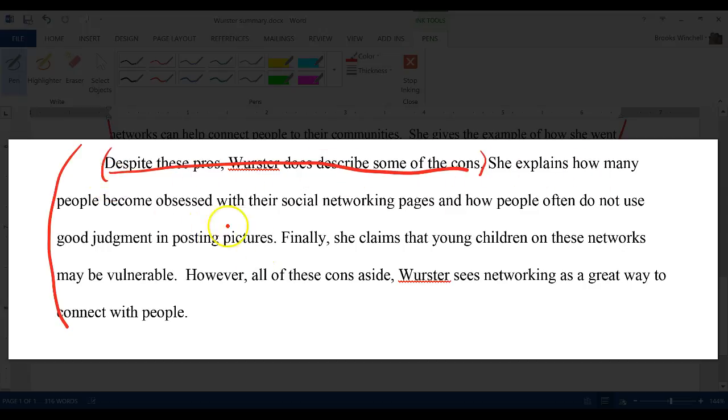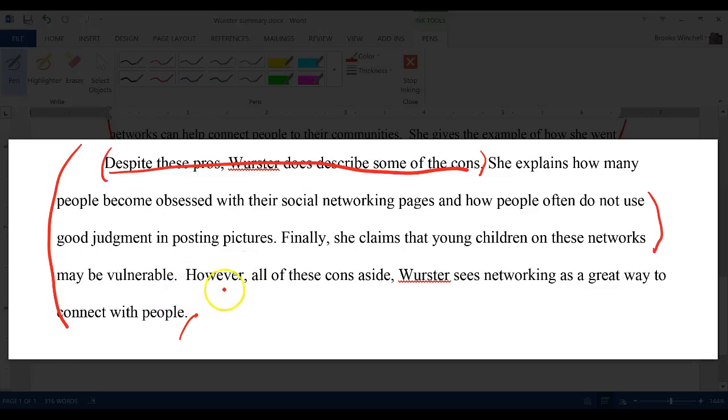She explains how many people become obsessed with their social networking pages and how people often do not use good judgment in posting pictures. Finally, she claims that young children on the networks may be vulnerable. And those were some of the negatives that Worster mentioned. It seems like she didn't mention all the negatives that Worster mentioned, but the author of the summary did mention some of the more important negatives that Worster brought up. However, all of these cons aside, Worster sees networking as a great way to connect with people. So this author just kind of ends her summary here, which I think is a good way to end it.